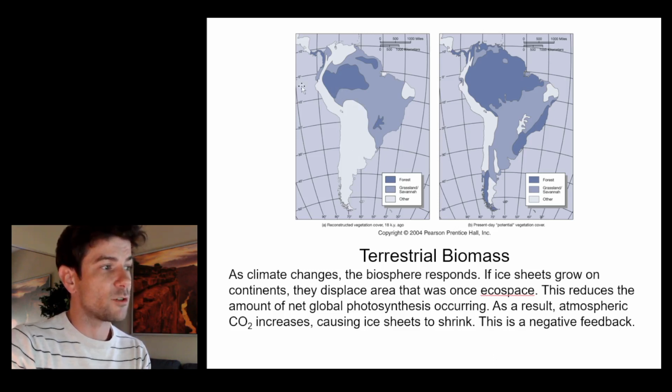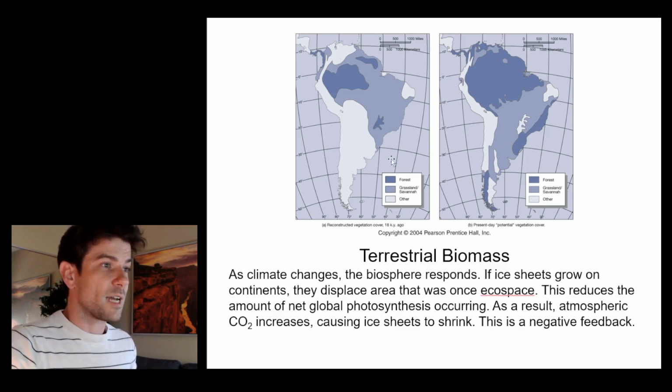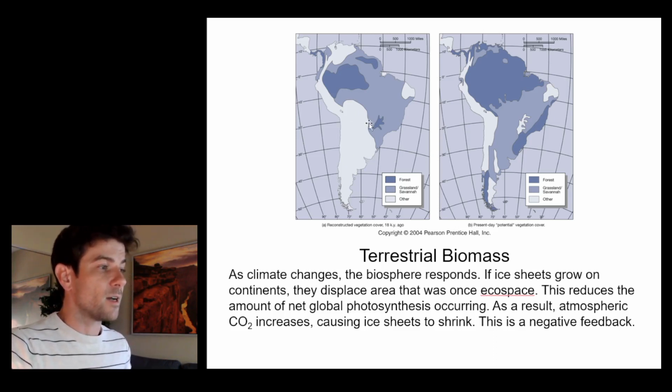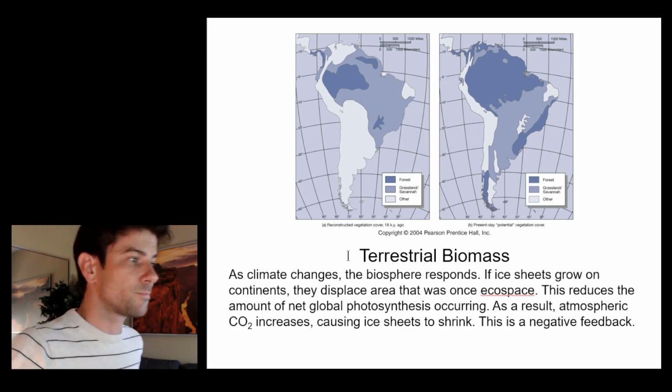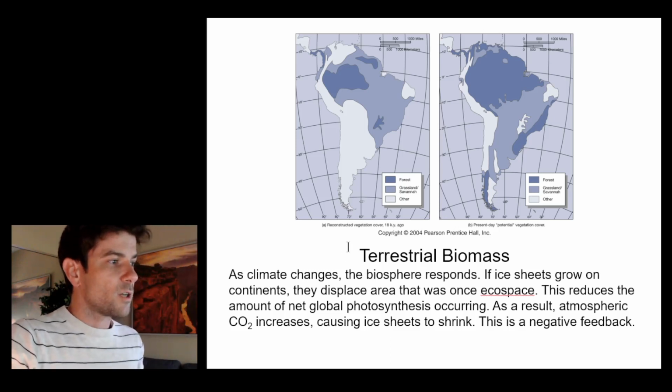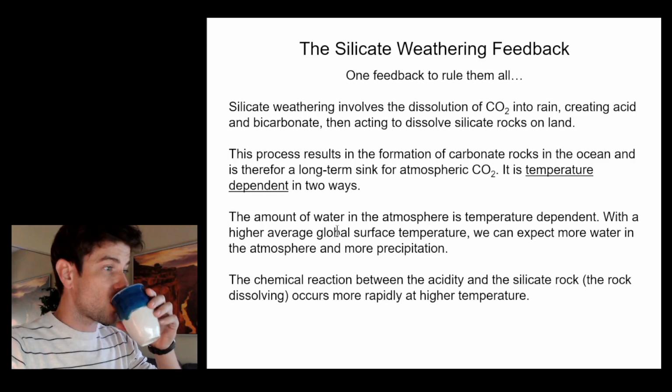Okay, causing more CO2 to go into the biosphere, causing ice sheets to grow. Right? It's a negative feedback. It keeps growing and shrinking and growing and shrinking. It's a negative feedback. So that's important. This is actually a very, very strong negative feedback that kind of fights against interglacial, glacial periods. Okay. We also talked about the albedo feedback. That's another important feedback that operates on interglacial timescales.